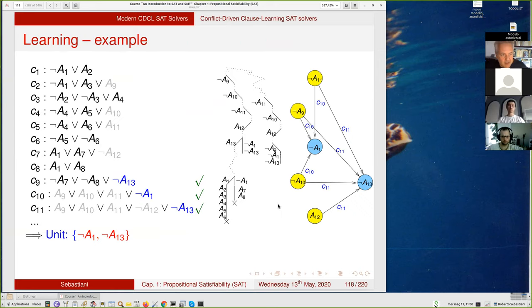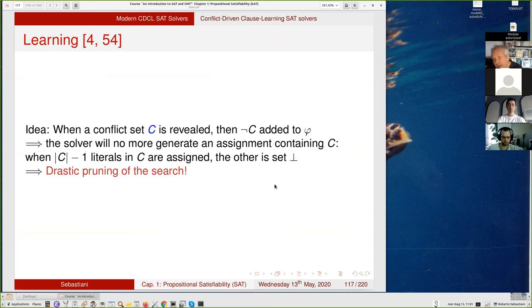Okay, just a quick question about, as I terminate speaking about learning. What is the role of learning here? Well, learning has two roles. First is to drive backjumping, as we see, right? But learning is also able to prune future search, right? And the reason is that when your conflict set C is revealed and then added to phi, the solver will no more generate an assignment containing the truth assignment, right? Well, this is not C, so it's ETA, they are inverted, or you just invert the negations, okay?